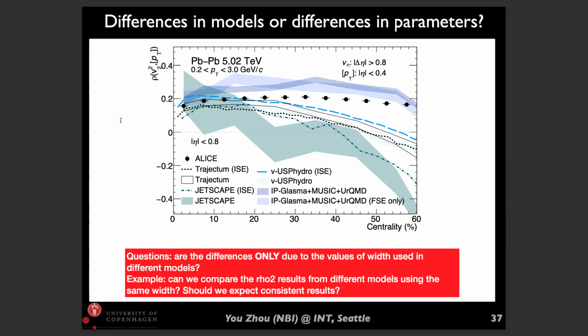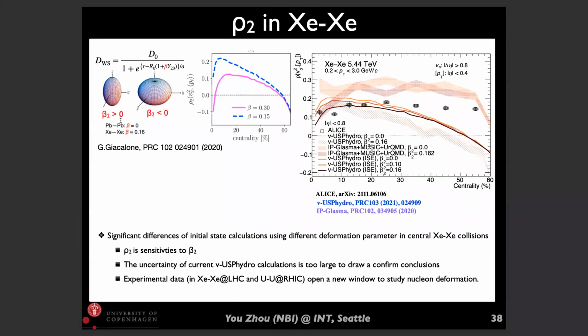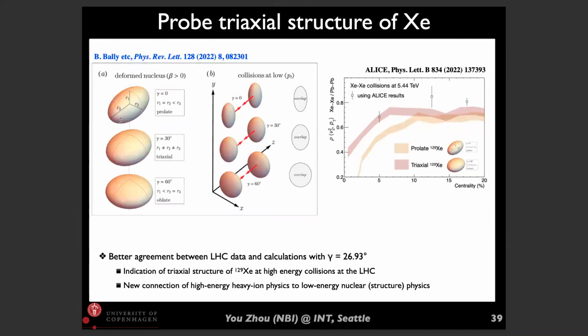But this is the collision, and then we move to Xenon and see how we can probe nuclear structure with Xenon data. The uncertainty is very large for both data and model calculations, and I don't know how precisely we can say anything from this comparison. But we did one more step.